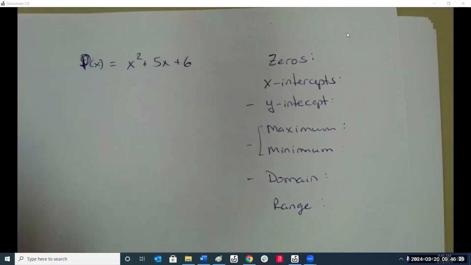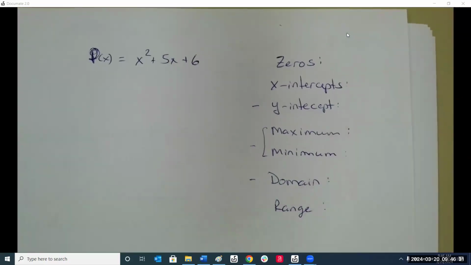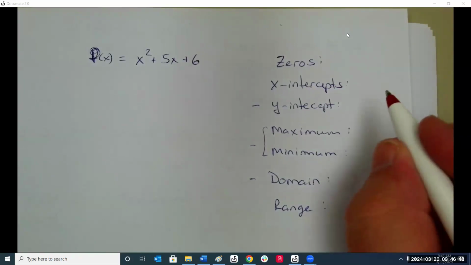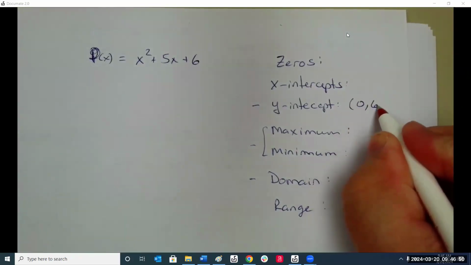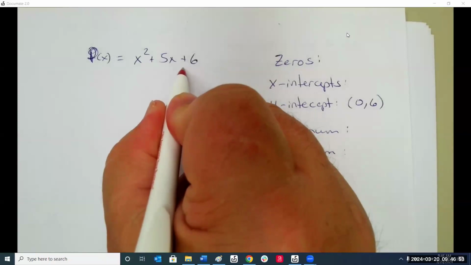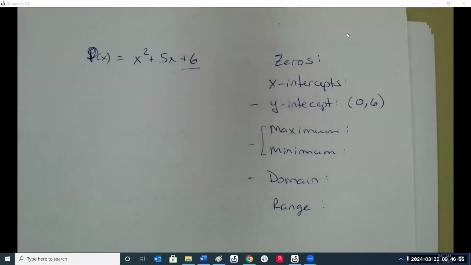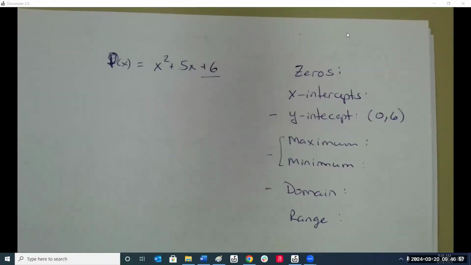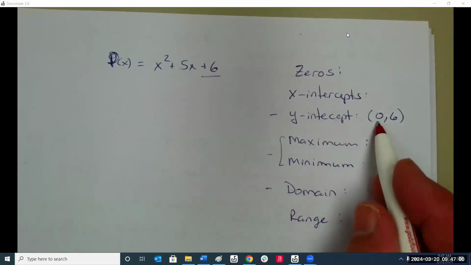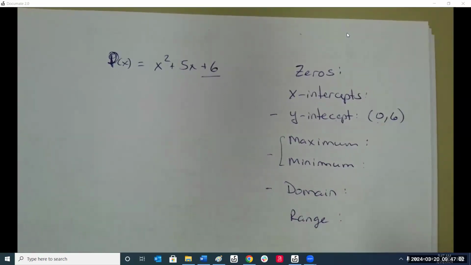So what can you tell me? What's the y-intercept? It is 6, but how would you put it? Because remember, the intercept is a location. What's the location? Very good. Yes. It's (0, 6), because the y-intercept is always the constant. You set x equal to 0 and solve for y.